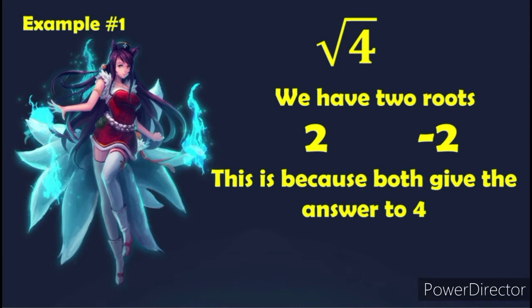This is because both give the answer of 4. 2 squared or 2 times 2 is equals to 4. Negative 2 times negative 2 is also equals to 4.